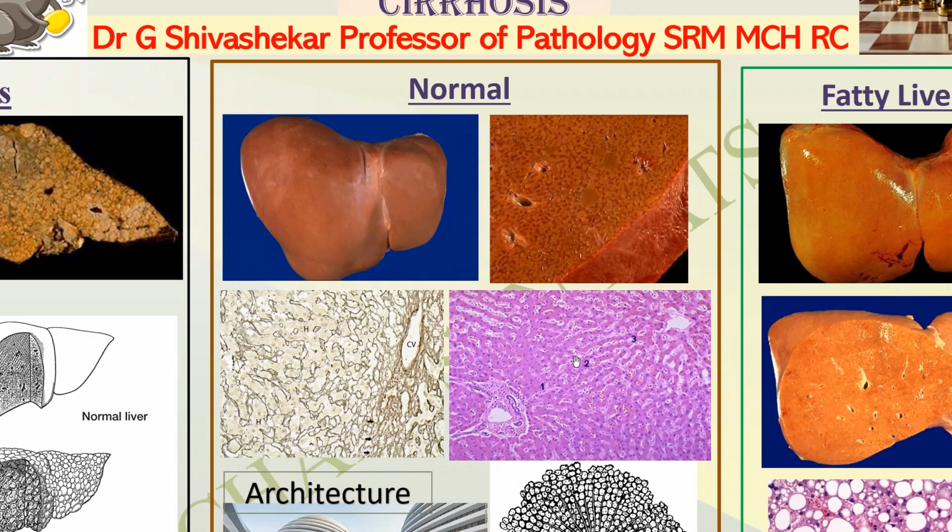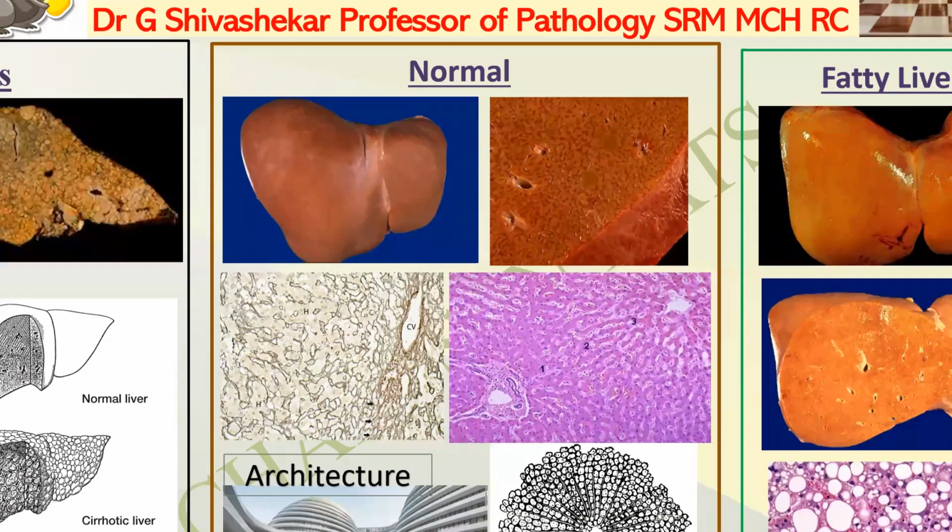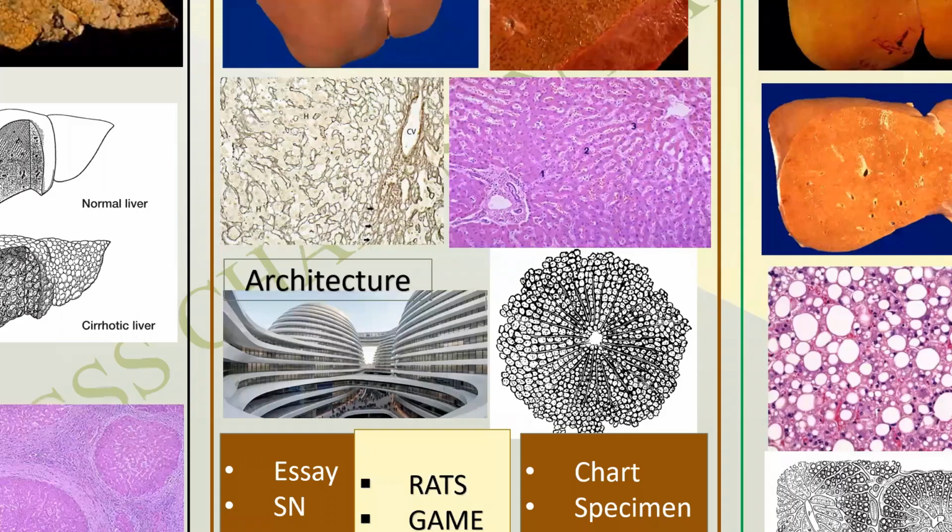Coming to the microscopy, always I used to appreciate one thing called architecture. So this is the architecture. What do I mean by the word architecture? It's a superb building. I think this design must be having a copyright. Architecture, as far as pathology is concerned, is the relationship of one part of the tissue to another.